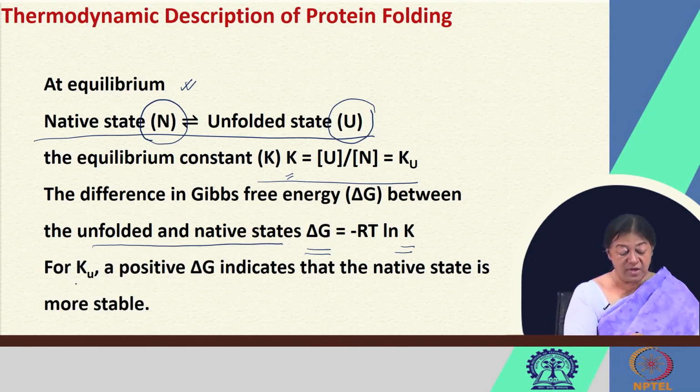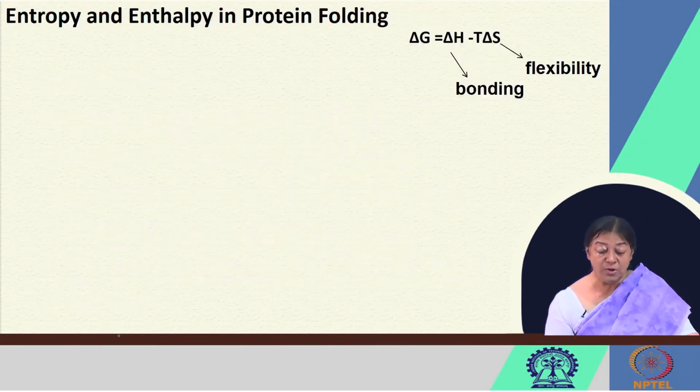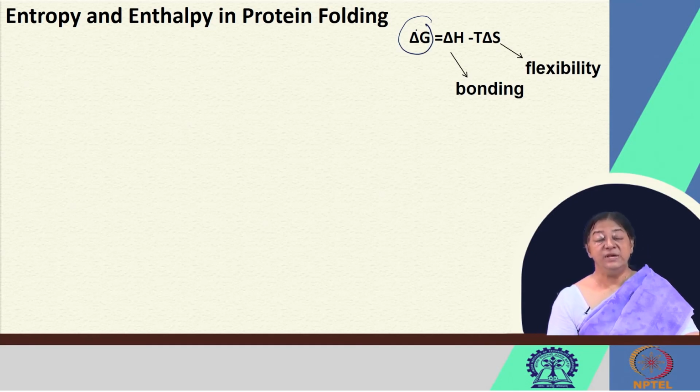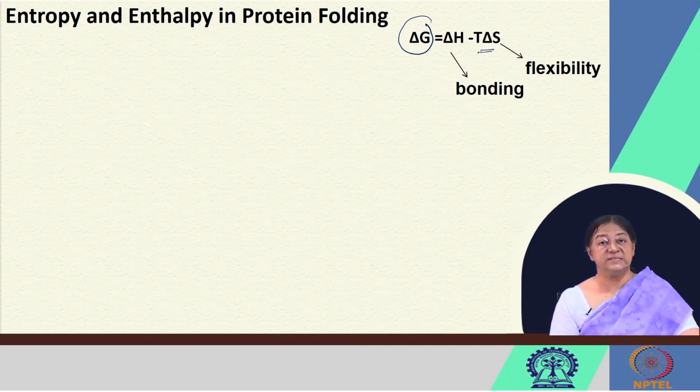So, when we have a K unfolded, we have a positive delta G that indicates that the native state is more stable. Now, when we look at the spontaneity of the process and we say that the protein folding process is a spontaneous process, this means that this delta G value has to be negative. Now, if it is negative, and we know that from a protein standpoint, the flexibility that we observed in terms of delta S is taking it from a more unordered, disordered state to a more ordered state, giving us a delta S that is actually negative.